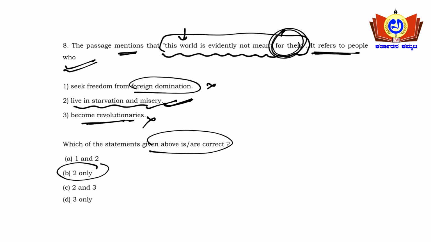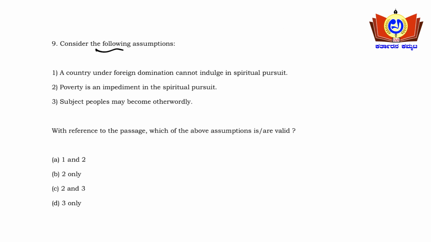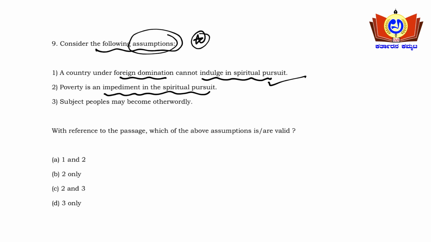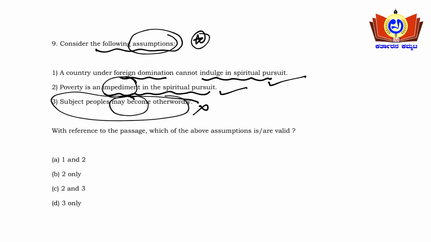So moving on to the next question. Consider the following assumptions here. A country under foreign domination cannot indulge in spiritual pursuit. No, actually it can indulge in spiritual pursuit here. Poverty is an impediment in the spiritual pursuit here. Actually this is right here if at all we assume the things. Subject peoples may become otherworldly. No, this is wrong here. Hence options 1 and 2, option A is the right answer here.